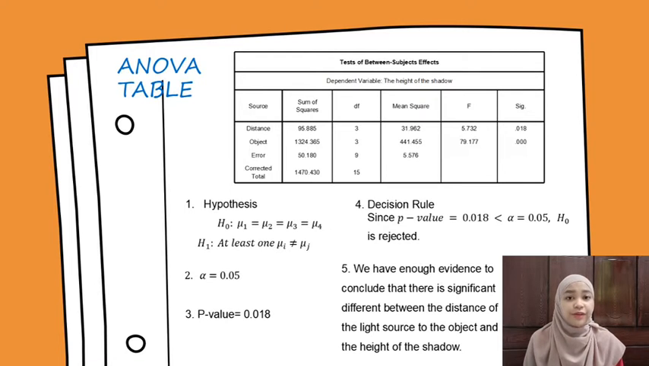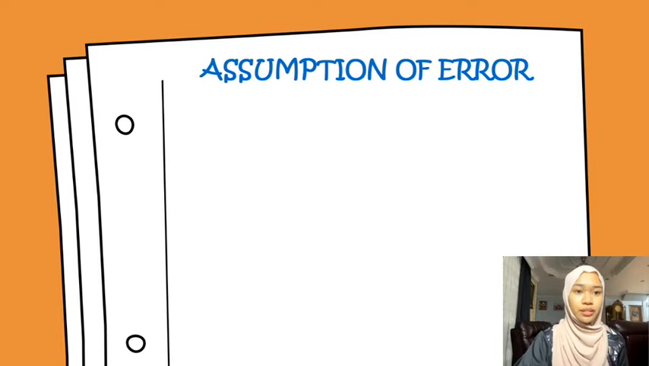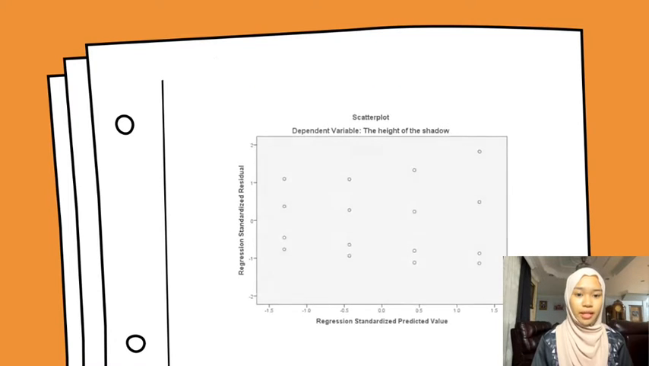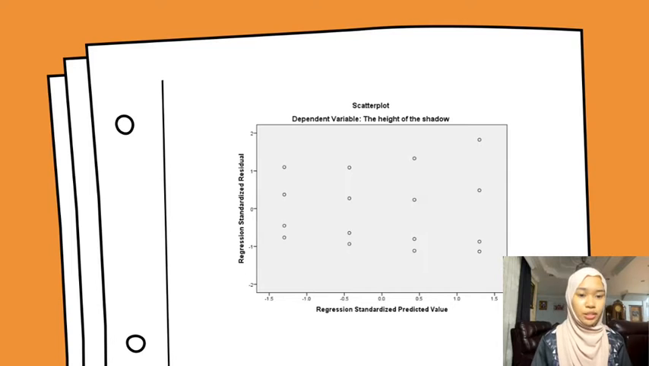So, we have enough evidence to conclude that there is significant difference between the distance of the light source to the object and the height of the shadow. Next, I continue with assumption of error. In this section, we have two plots which are normal QQ and scatter plot. The first one is normal QQ plot. We found out that the residual distribution is normally distributed since all points lie along the straight line. The second plot is scatter plot. We can assume that the variance is constant since all points are randomly scattered and have no pattern.